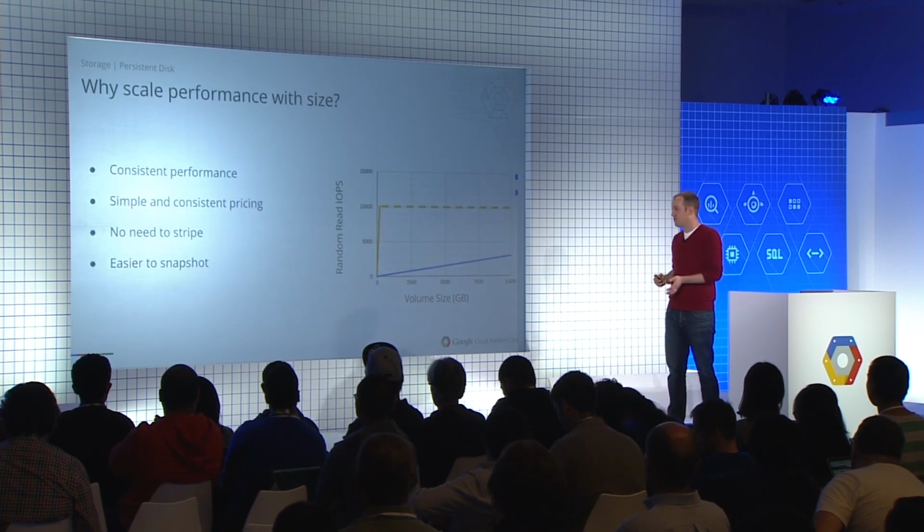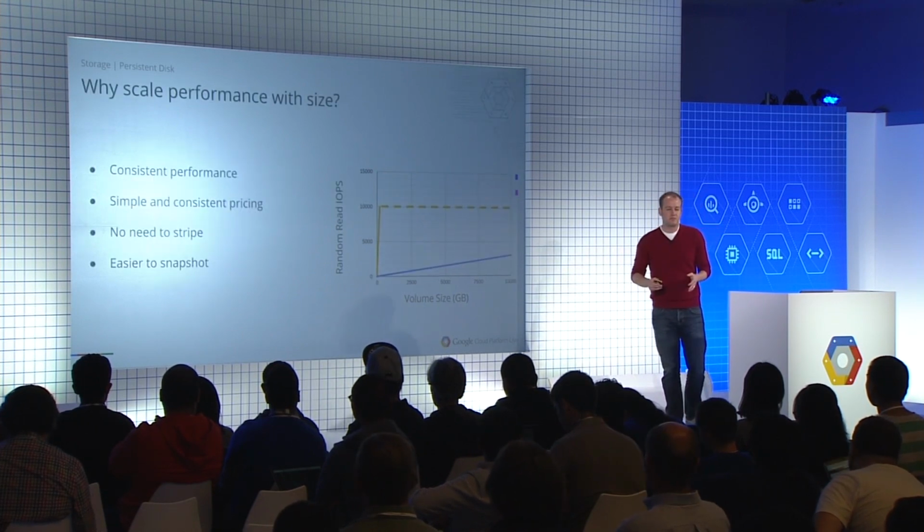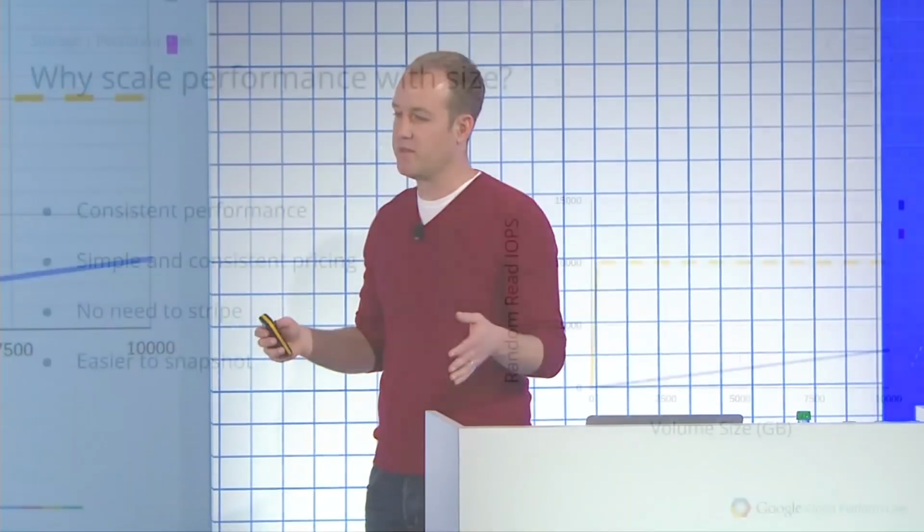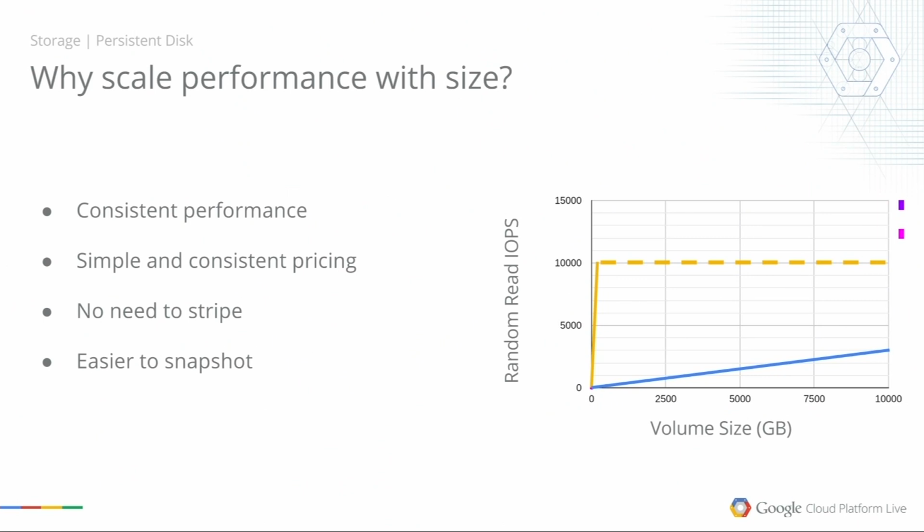So people have asked us why we do this. Why do we scale performance with size? A lot of it really comes down to the ability for us to give you consistent performance. By selling I/O and space in a safe ratio together, it makes it easy for us to plan, to partition off, and to give you consistent traffic, which means that you don't have any noisy neighbor problems. Everything will run smoothly regardless of what other apps are running on the disk rack for you.